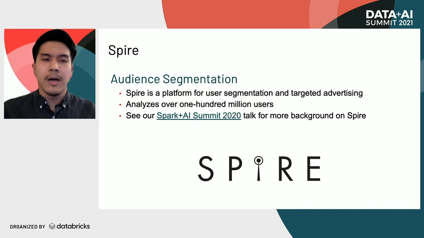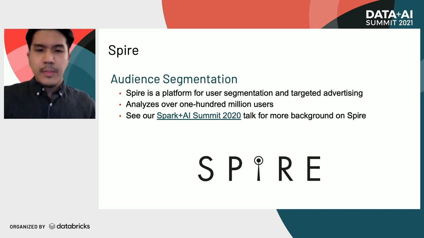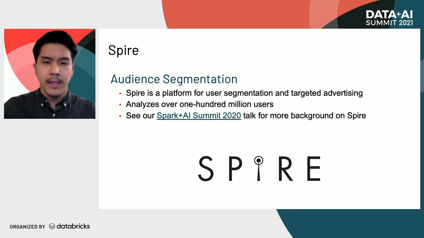Specifically today, we'll be talking about our audience segmentation platform called Spire. Spire is a platform for user segmentation and ad targeting, which analyzes over 100 million users on a daily basis. Last year, we also gave a talk about how we scale production machine learning pipelines in Spire for over 1,700 models that help score over 100 million users every day. The link in this slide is also the link to that talk, so if you're interested, please feel free to go watch it after this one.